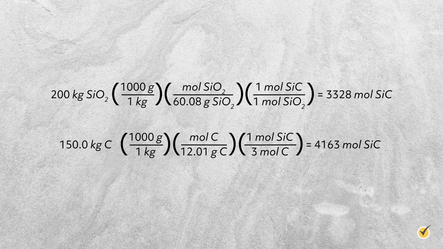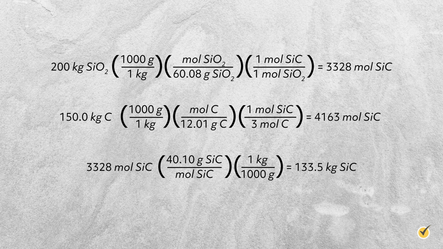Now to convert moles of silicon carbide to kilograms. 3,328 moles of silicon carbide times 40.10 grams of silicon carbide per mole of silicon carbide times 1 kilogram over 1,000 grams is equal to 133.5 kilograms of silicon carbide. So our theoretical yield is 133.5 kilograms of silicon carbide.